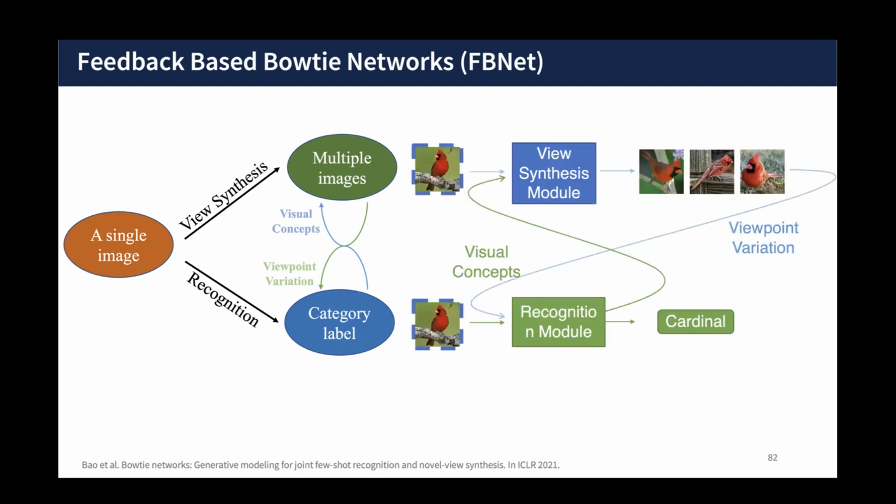A feedback-based framework, FBNet, is introduced to tackle this joint task, which consists of a view synthesis module and a recognition module, and they are linked together through feedback connections in a bow-tie fashion. The empirical evaluation shows that recognition and synthesis facilitate each other.